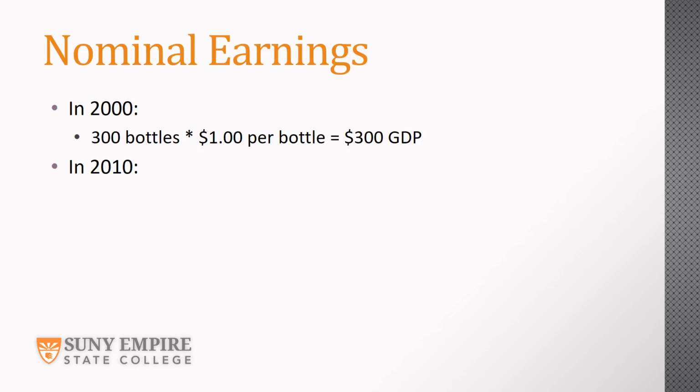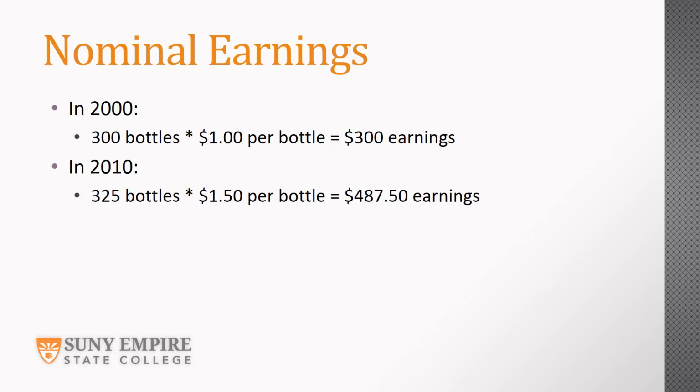First, we can find the nominal earnings for the year 2000. We multiply 300 bottles by $1 per bottle for nominal earnings of $300. We can do the same for the year 2010. Multiply the 325 bottles sold by the unit price of $1.50 per bottle. This gives nominal earnings of $487.50. How do these figures change if we calculate the real earnings?